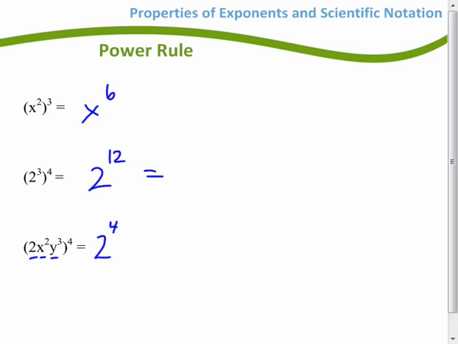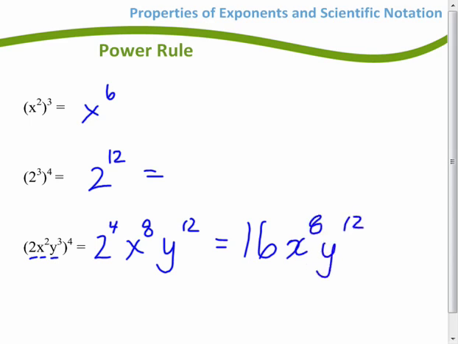So it'll be 2 to the 4th, x to the 2 times 4 is 8, and y to the 3 times 4 is 12. And 2 to the 4th is 16. See, that one I evaluated because it was fairly small, but 2 to the 12th, that's a huge number. It's 16 times 16 times 16, which is too big.